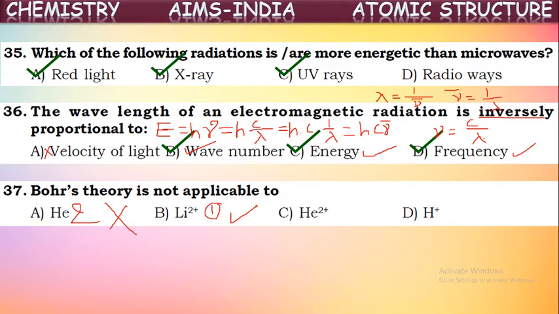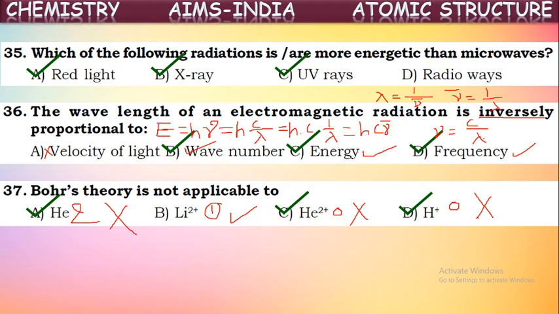What about He+2 ion? We know helium has 2 electrons. He2+ means it lost 2 electrons. So it has 0 electrons now. As there are no electrons, Bohr's theory is not applicable to this also. See the last one, H+. We know hydrogen has 1 electron. H+ means it lost its electron. Now there will be 0 electrons in this also. So Bohr's theory is not applicable for these two. Only for Li+2 Bohr's theory is applicable among these all. For the remaining all, it is not applicable.